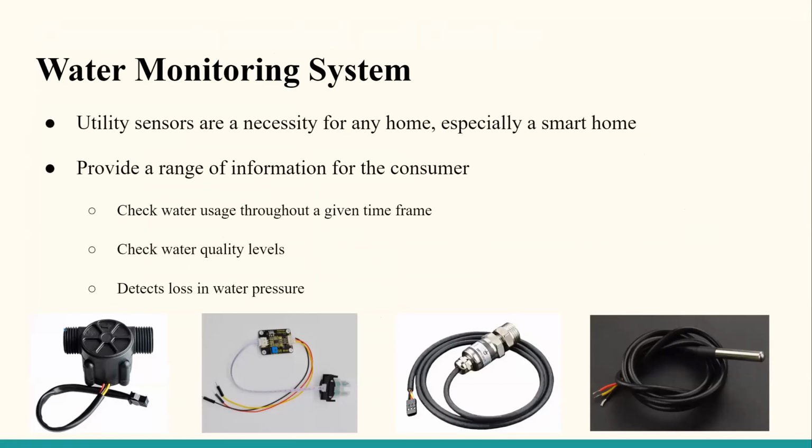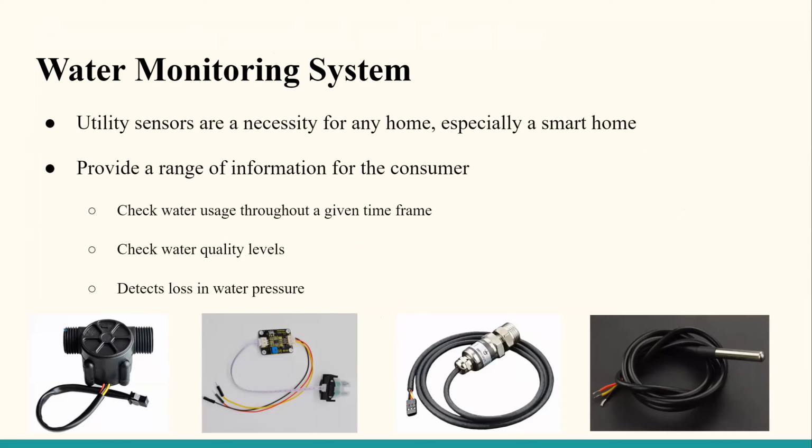Finally, we have the water monitoring system. The water monitoring system uses utility sensors that are necessary for any home, especially a smart home. They provide a range of information going from water usage, water quality levels, as well as detection of water pressure. In case there is a leak in a pipe, you'd be able to detect the loss in water pressure and then be able to adjust for that.